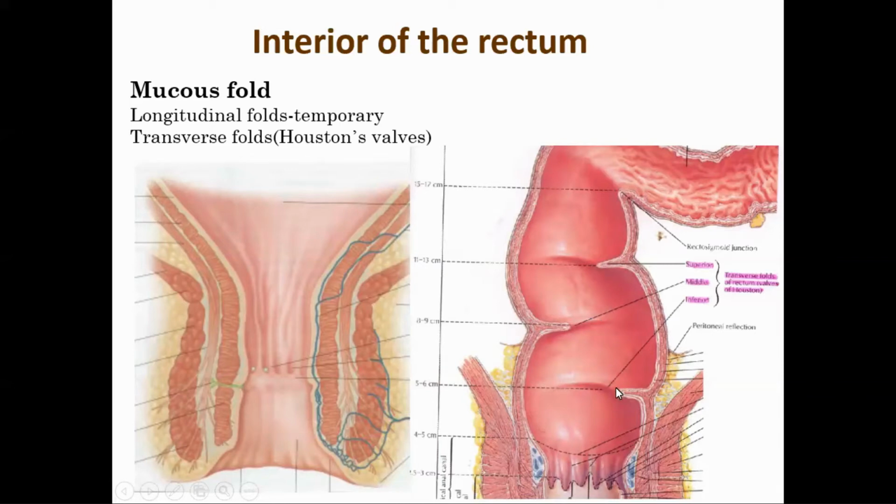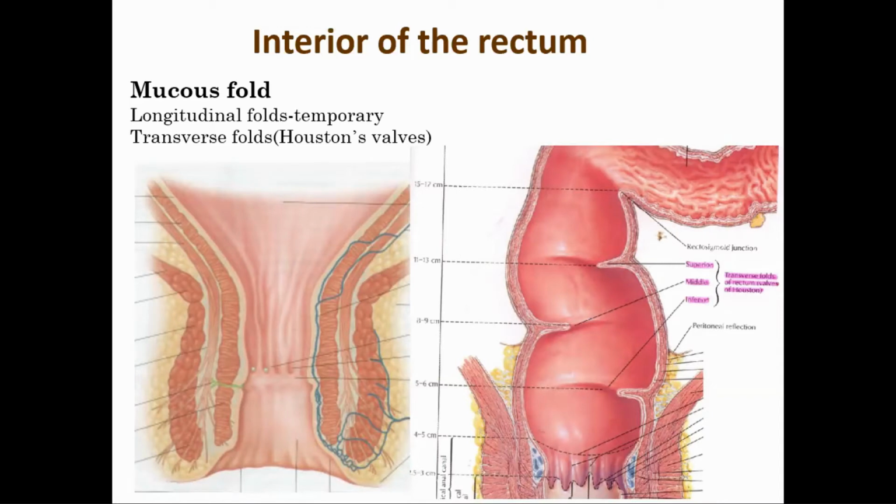These Houston's valves arise opposite to the concavity of the lateral curvatures. You know, the lateral curvatures are three in number: upper, middle, and lower. And from opposite the concavity of these lateral curvatures arise the Houston's valves, or the transverse mucosal folds.